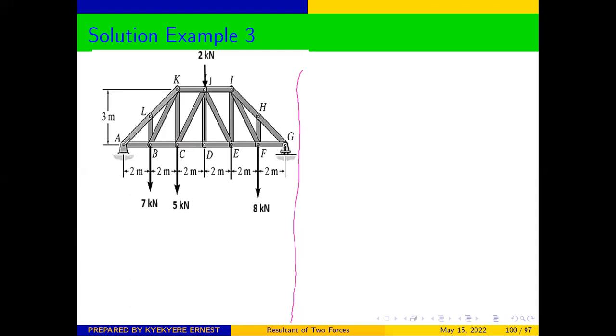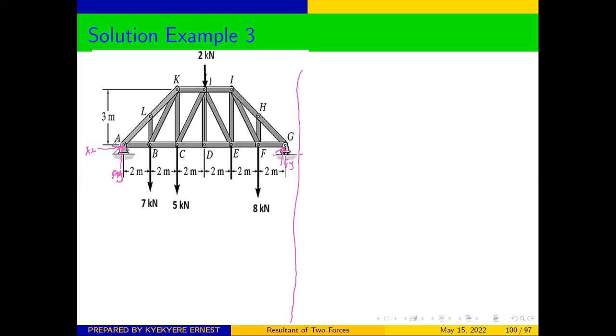A is a pin support, therefore we are going to get a reaction in the X, which we can call AX, and another reaction in the Y, which we can call AY. Then at G, because this rocker will allow us to move horizontally, our reaction is going to be in the Y only, and we can call this GY. Good.